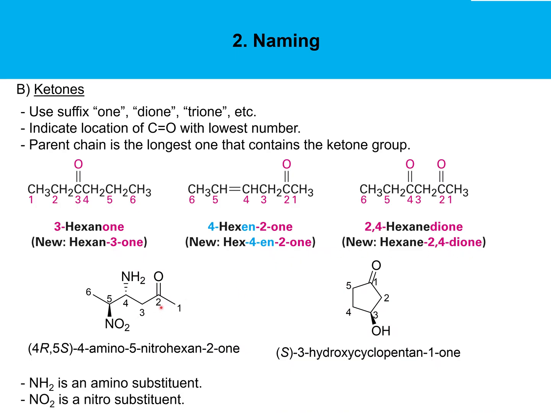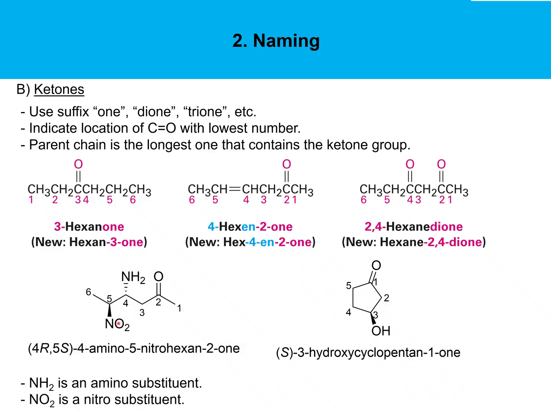The next example has 6 carbons, and it has a carbonyl on the second carbon from the right side. So we would name this as hexane-2-one. It has 2 substituents, an amino group on carbon 4 and a nitro group on carbon 5. If we alphabetize those groups, we would have on carbon 4 an amino group, and then 5-nitrohexane-2-one.